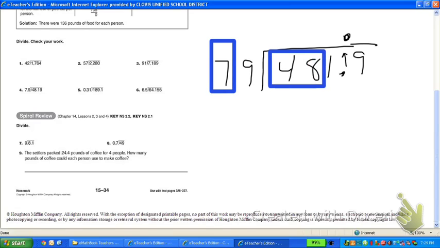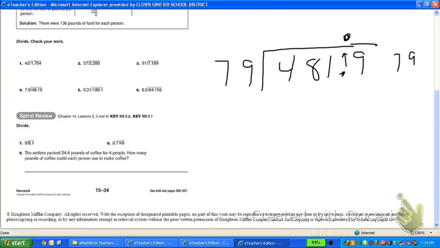So how many times can 7 go into 48? The answer is 6, because 7 times 6 is 42. 7 times 7 is 49, and that's too big. So again, off to the side, 79 times 6 is 474.